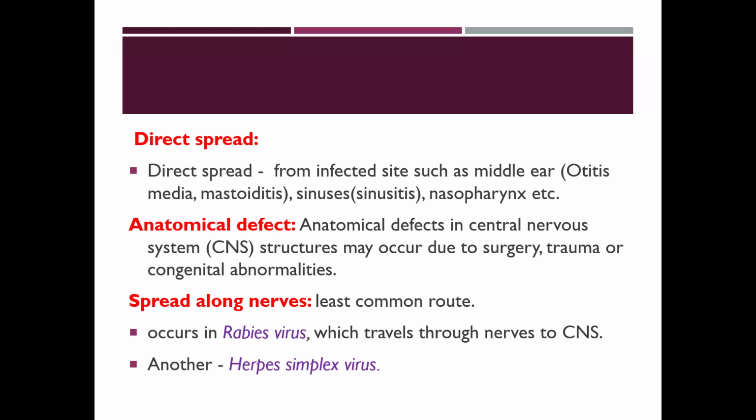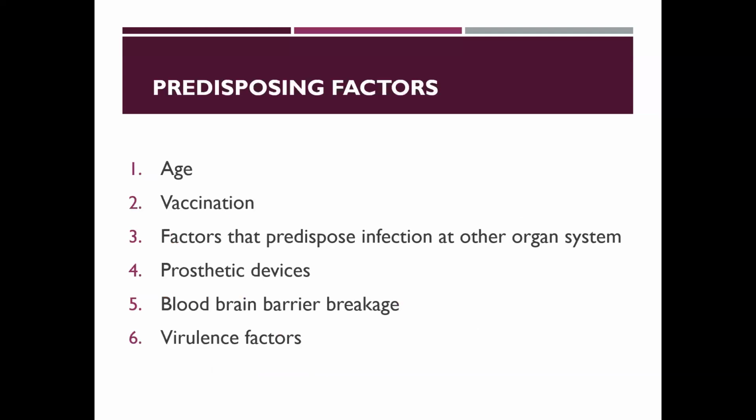But here we have the blood brain barrier. What is this blood brain barrier? It is a special, unique structure. This blood brain barrier minimizes the passage of organisms into the CSF. So how meningitis develops depends upon the host-microorganism interactions. Next, predisposing factors. What are the factors that contribute to meningitis?